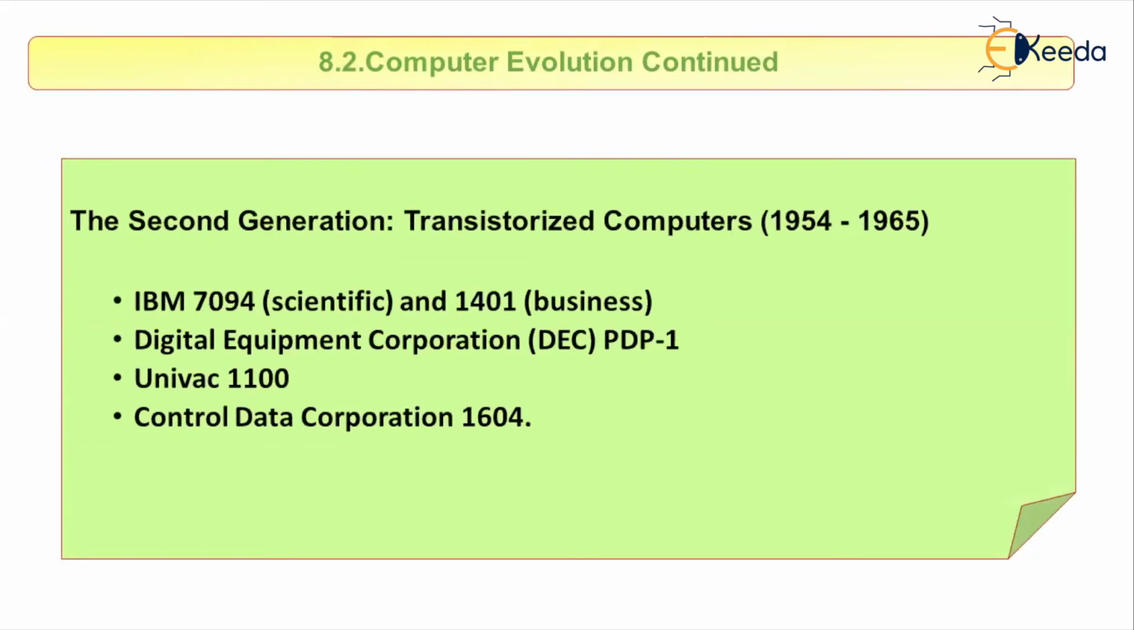Then came the second generation, which we call the transistor generation, where the size of the computer was reduced to some extent. In this generation, it was from 1954 to 1965. The components that were used were the IBM 7094 Scientific and the 1401 Business. Digital Equipment Corporation PDP-1, UNIVAC 1100, and Control Data Corporation 1604 were involved in the transition of computers. That was called transistorized computers, which had an era from 1954 to 1965.